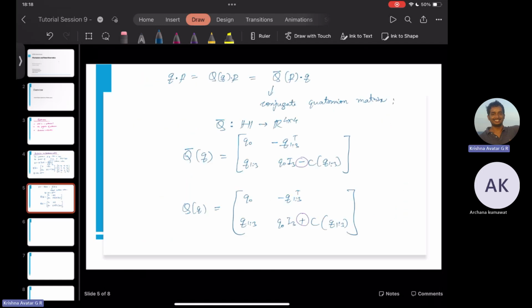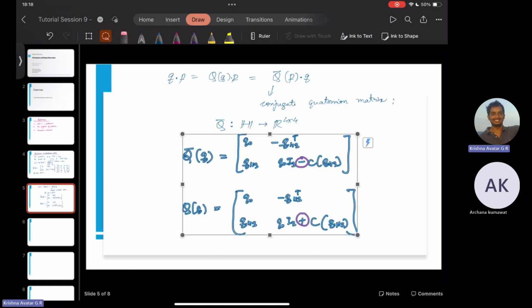And likewise for Q conjugate, let me write it down here.